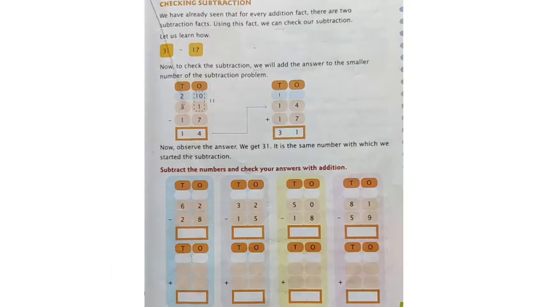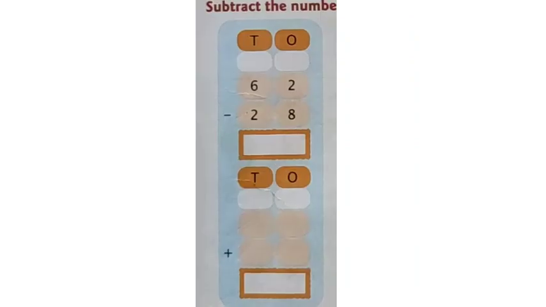Now all of you open page number 47, children, and write the date. Here we are learning a new topic, that is checking subtraction. How to proceed with that? Let me explain to you. Here the heading is subtract the numbers and check your answers with addition. The first question, 62 minus 28.